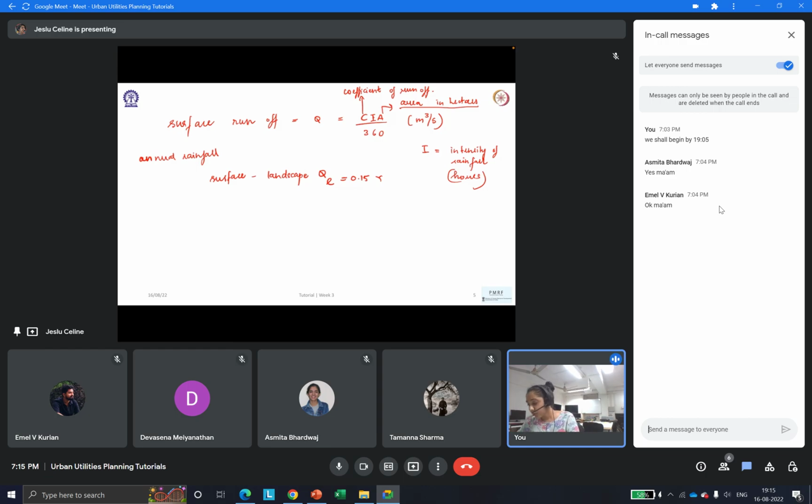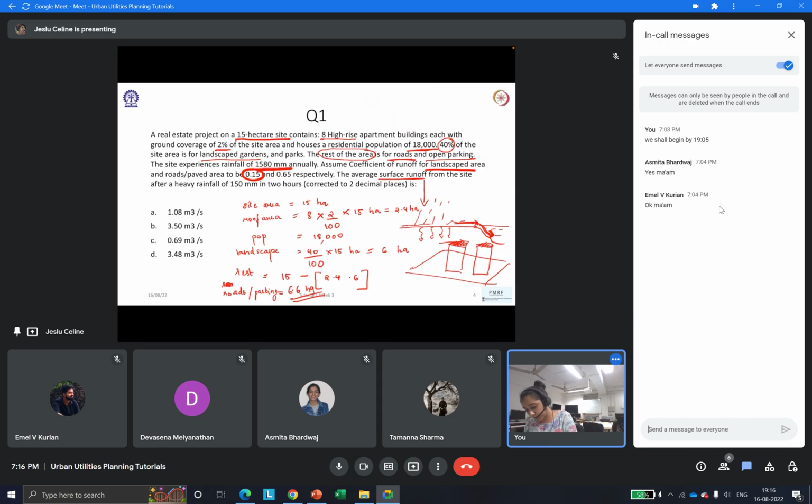Yeah, cool. So intensity of rainfall, as I said, we were given it as, okay, I missed out one information here. The last part, which is after a heavy rainfall of 150 millimeters in 2 hours. So this is what we need to take, and we need to find in 1 hour how much rainfall is happening, like it's given in 2 hours. So this is for the annual. We don't need this information. So that's why I said some information which is given, we don't need it.